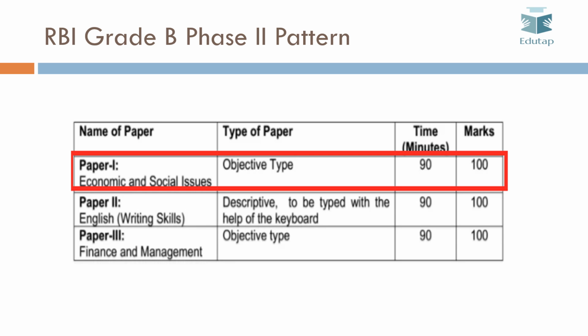So friends, here we can have a look at the pattern first. This is the pattern of the RBI Grade B Phase 2 exam, right? You can see here that we are talking about paper 1, economic and social issues. The paper is for 100 marks and the duration that you get is 90 minutes, right? It is an objective type paper.